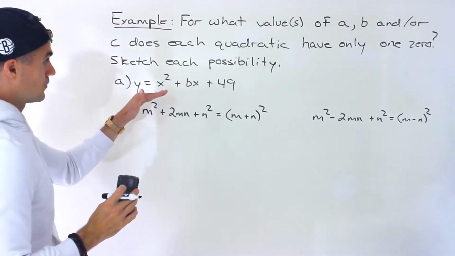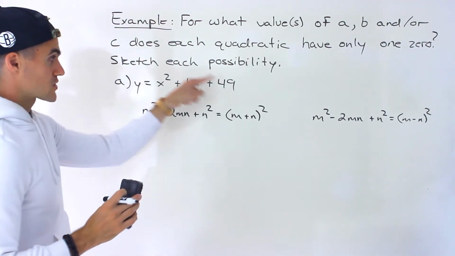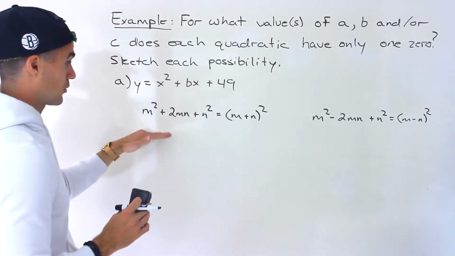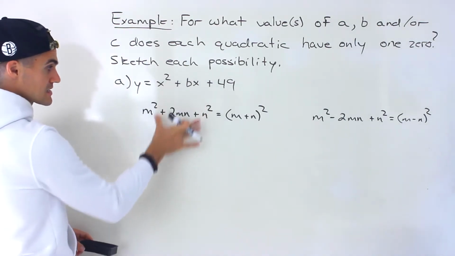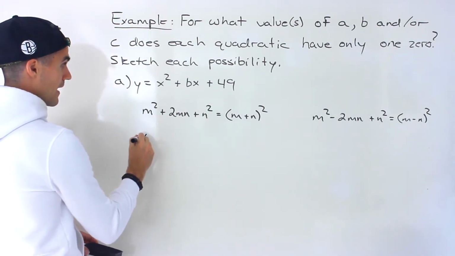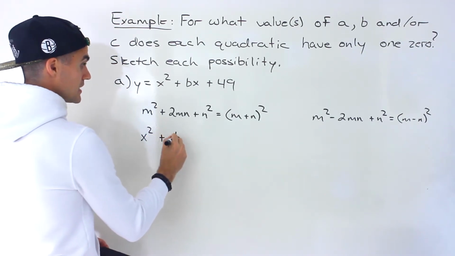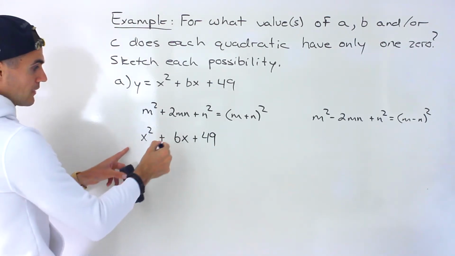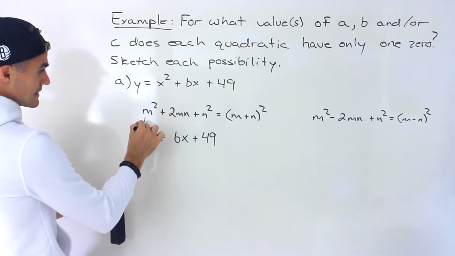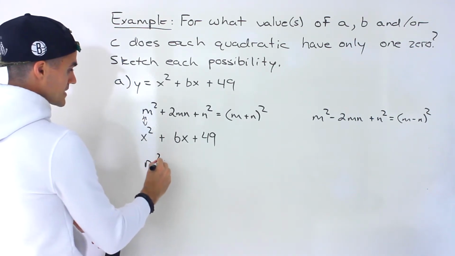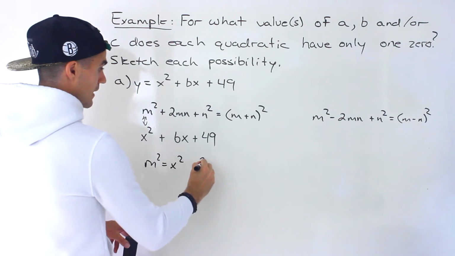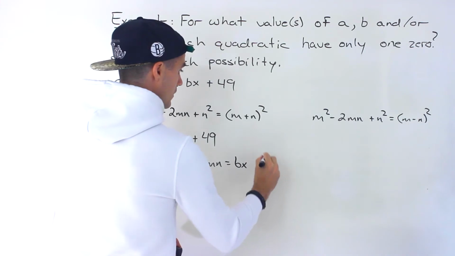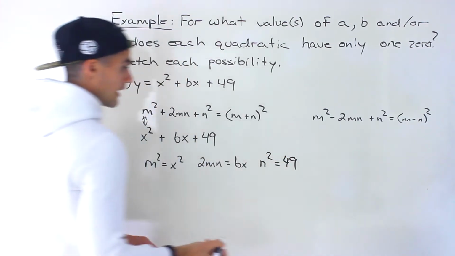Okay, so what b value would allow this quadratic to have only 1, 0? Well, it's going to be the b value that's going to make this quadratic a perfect square trinomial. So if we take this, write it right under this, we'll have x squared plus bx plus 49, like that. Remember, how do we do this? Well, we match these up. So notice that the m squared has to equal the x squared, the 2mn has to equal the bx value, and then the n squared has to equal 49, like that.